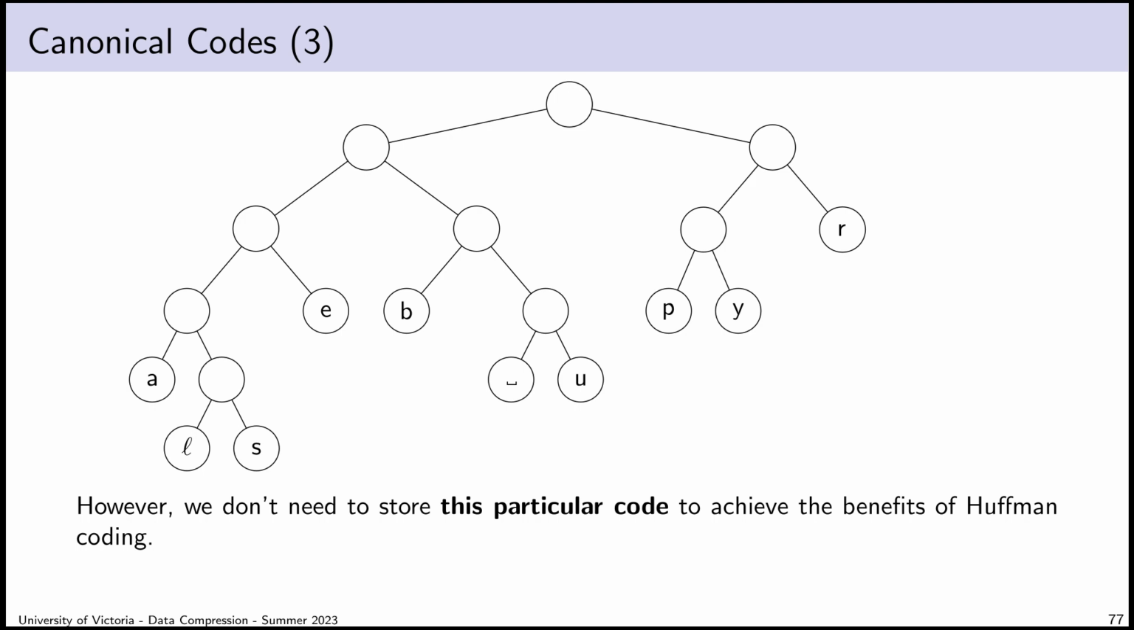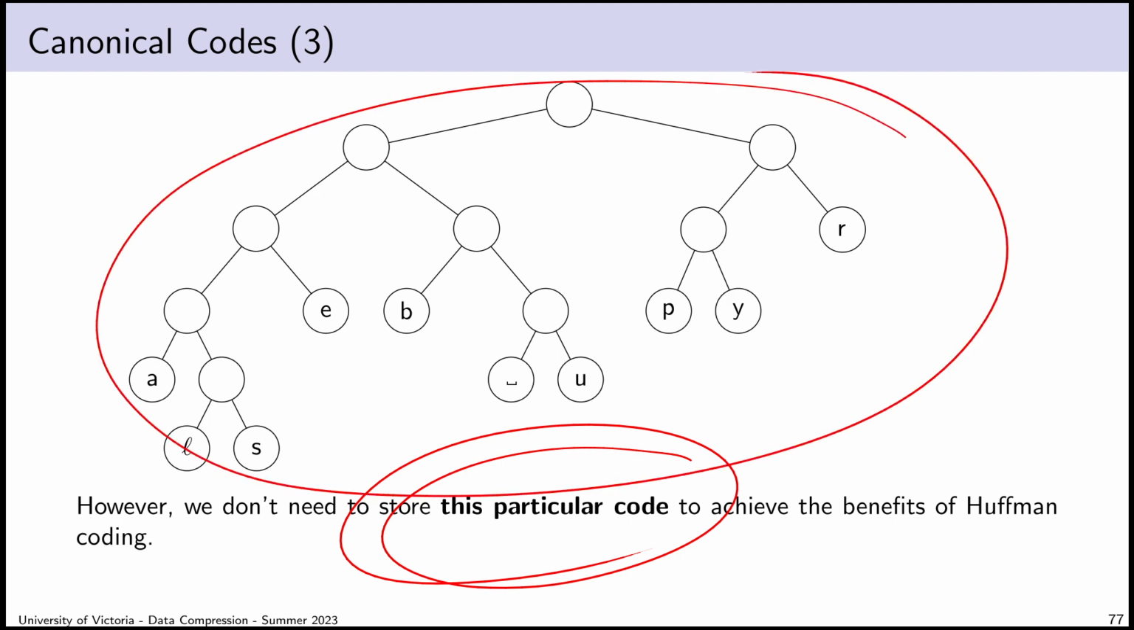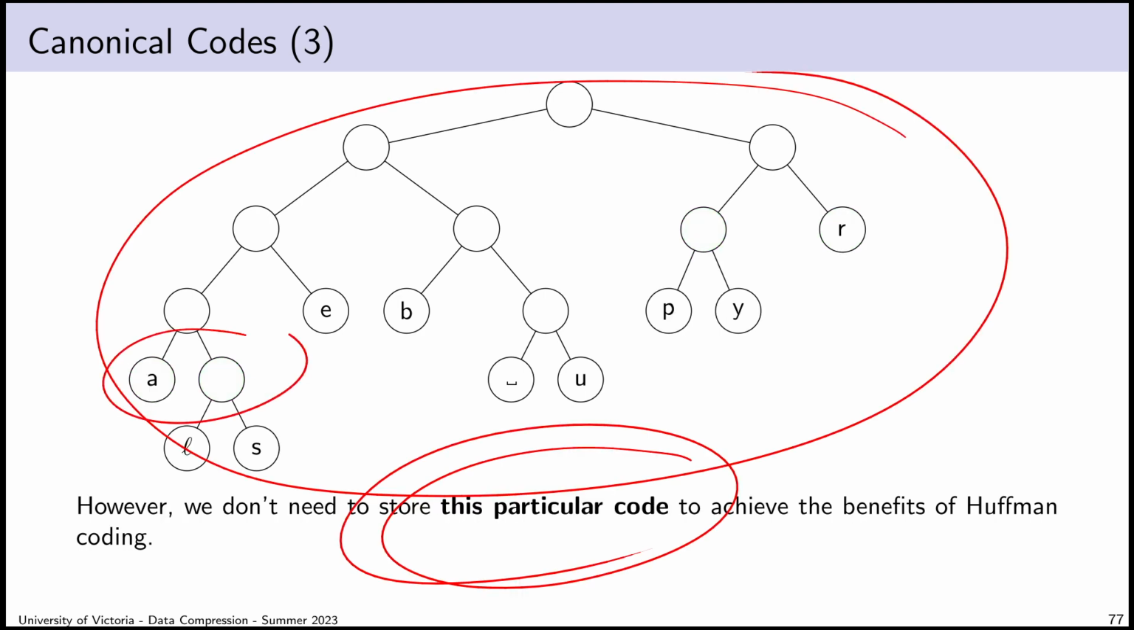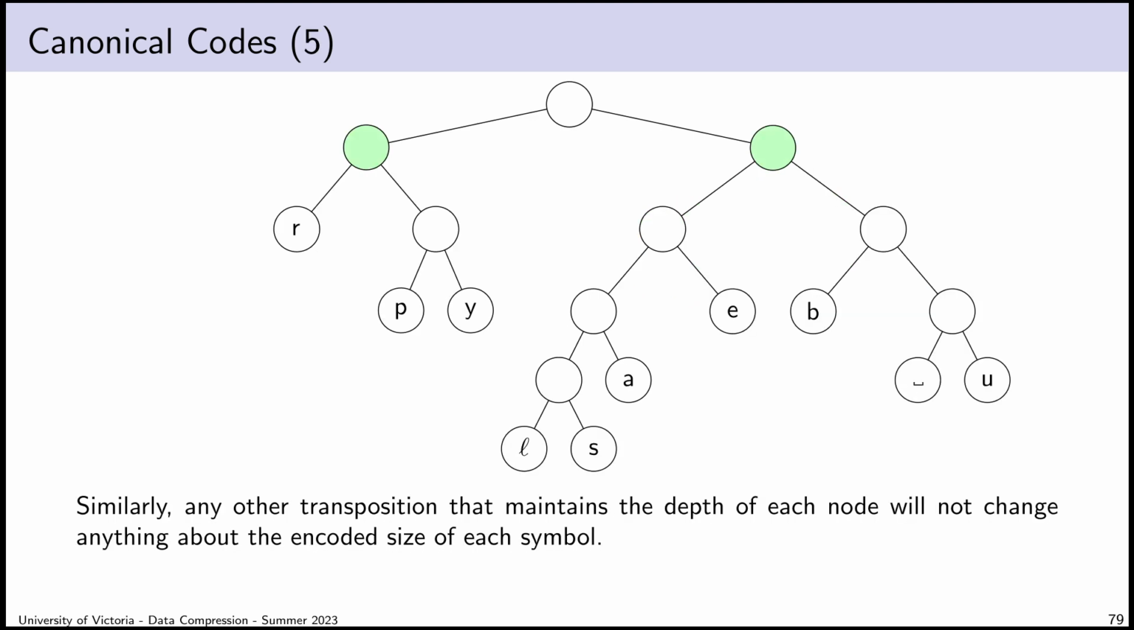So I don't actually need to use this particular code to get the benefits. I just need to use a code with these code lengths. So what I could do is use Huffman Coding to generate this tree, figure out the length of every encoding in this tree, because that's going to minimize the value of L bar, and then come up with any prefix code I want using that set of lengths. So notice that if I were to swap these two nodes here and move R and that subtree over, nothing changes about L bar. Ultimately, the encoding changes, but the compressed size of our data doesn't change at all. And so any other transposition of subtrees is fine.